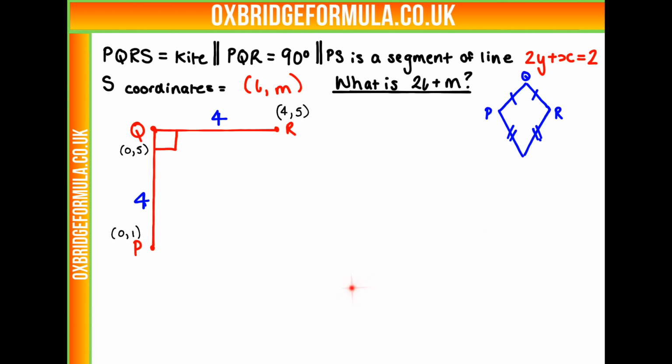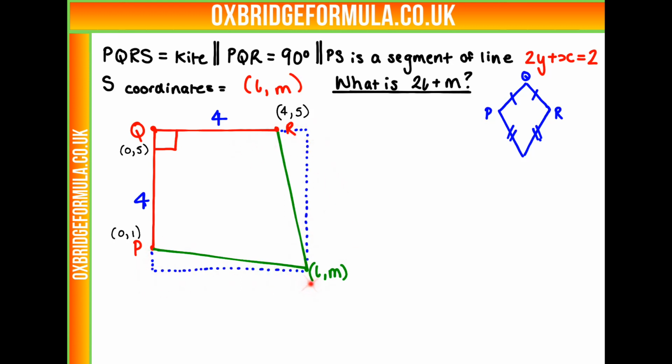So what does that allow us to do? Well, we can have a guess as to where S is. Let's say it's a point down here with the coordinates (L, M). We know that these two green lines are the same length. So what does that mean about how we can get from P to S and R to S? We're going to get there in the same way. So this length here and this length there, as well as this length here and this length there, are the same, and those are lengths we can work out.